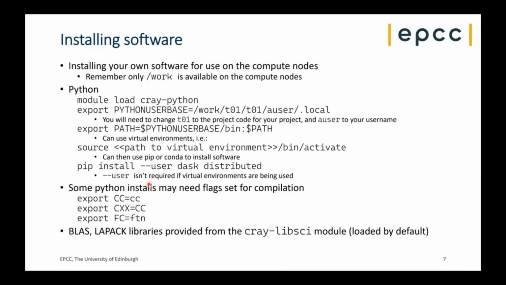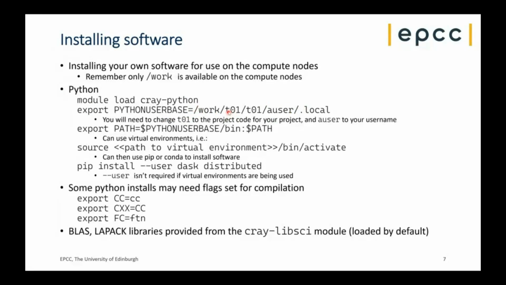You can do this in Python by just setting up your Python user base environment variable to point to where you want to install. So you load the Cray Python environment, and then you do export PYTHONUSERBASE equals, and then you put in here your work file system location.